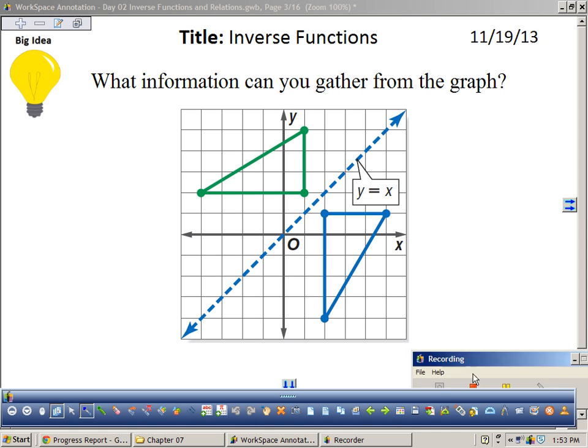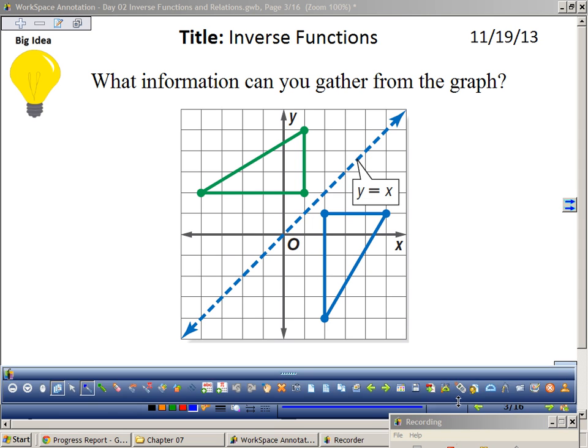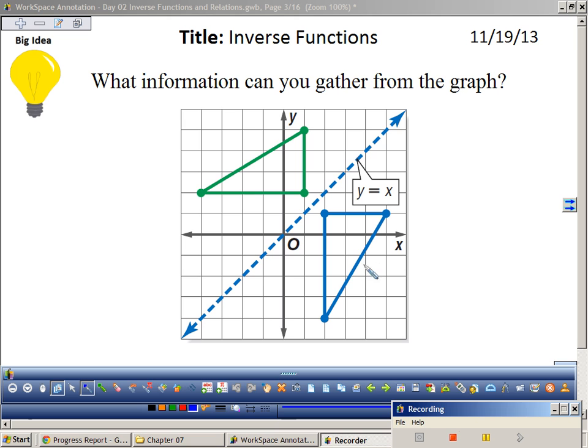So today we're going to talk about inverse functions. I want you to take a look at this graph. Those of you that had me for geometry should recognize it, because this is the way I taught it. What information can you gather from this graph? Go. One at a time, raising your hand.